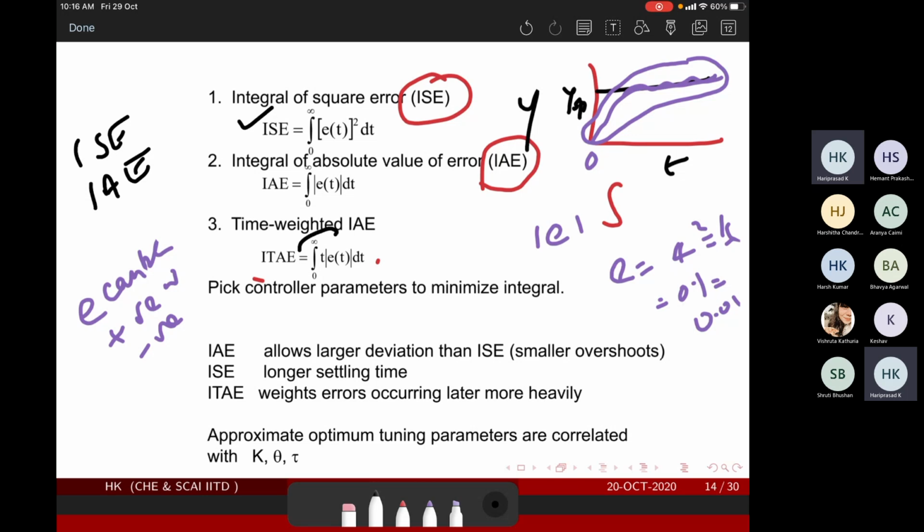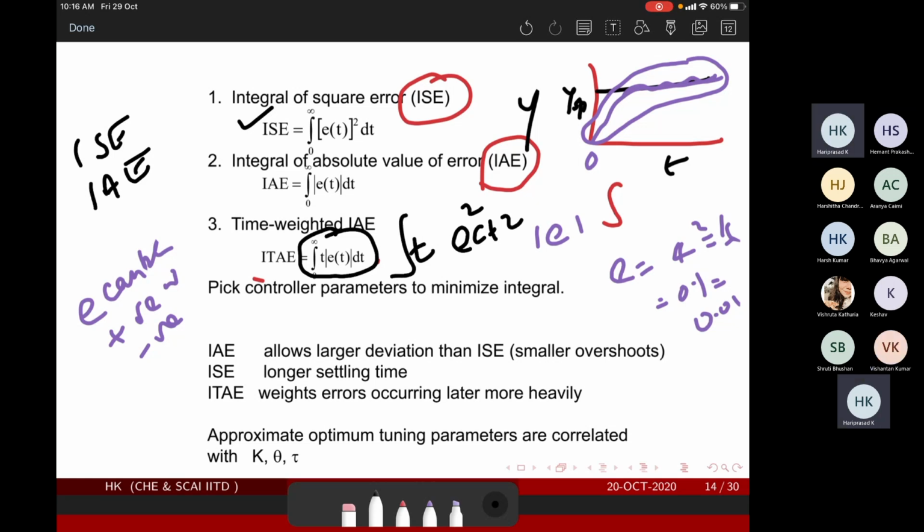And the time weighted absolute error is another option. So the time weighted absolute error, it can be a time weighted square error also. So this is another option. So this is time weighted IAE. There can be a time weighted ISE also. What does it essentially mean?